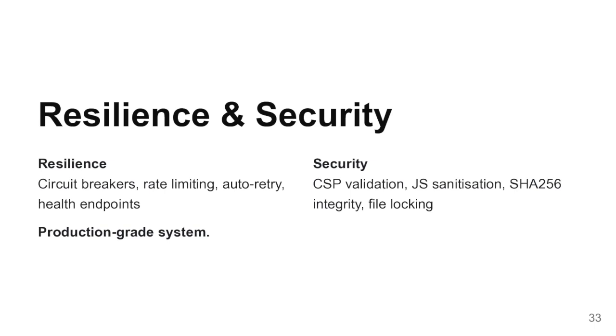Resilience. The system includes circuit breakers that back off if external services fail, rate limiting to prevent overwhelming APIs, automatic retry with exponential backoff, health endpoints for monitoring. This makes the system reliable even under heavy load or network issues.